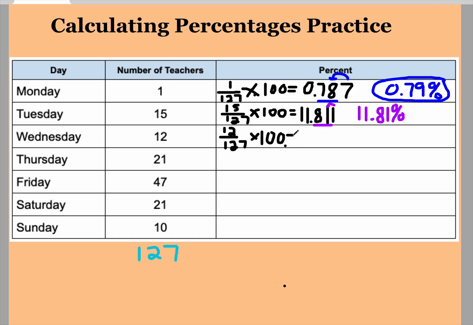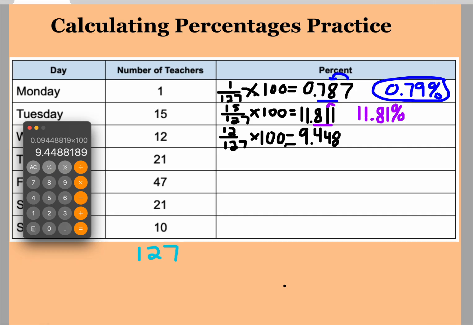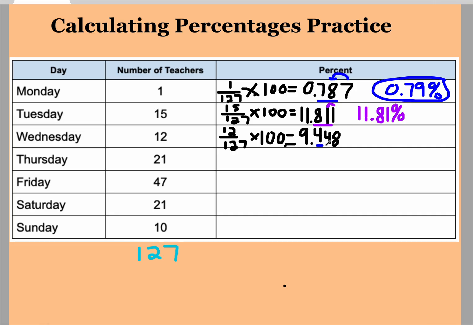9.448. And we like to double check to make sure that we wrote that properly. 9.448. Okay. Now we're going to round. We look at the 8. The 8 is going to raise the score. 5 or more, raise the score. So 9.45%.